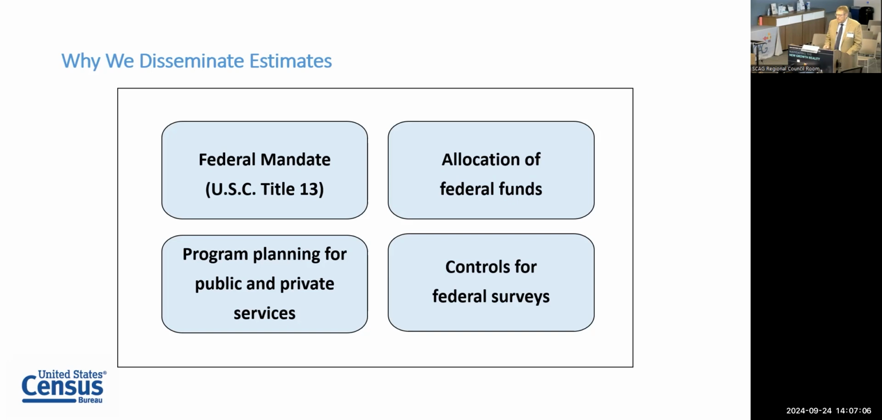A big thing is controls for federal surveys. I'll talk more about this later in the presentation, but the American Community Survey, we've heard a lot about that already today. That's controlled to our population estimates. We do that for all the demographic surveys. That basically accounts for coverage issues in those surveys. And then also the denominators for vital rates. We have a close relationship with the National Center for Health Statistics. We get birth and death records from them that we use to make the estimates, and we give them back estimates that they can use for vital rates.